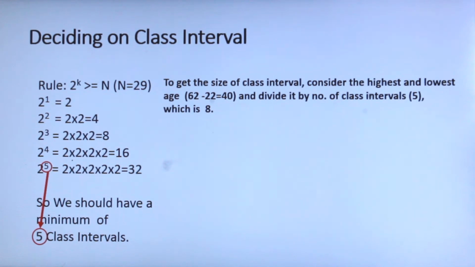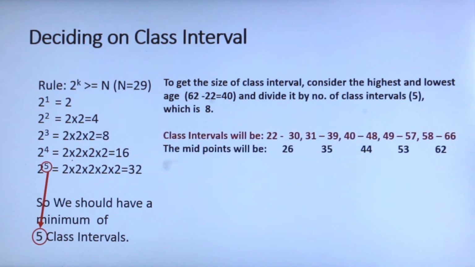Now once we decide on the class intervals and the size of the class, then the next step is we have to find out what are all the class intervals, that is 22 to 30, 31 to 39, 40 to 48, and so on. The midpoints of the class interval will be 26, 35, 44, and so on. The midpoints are required for identifying the frequency polygon.